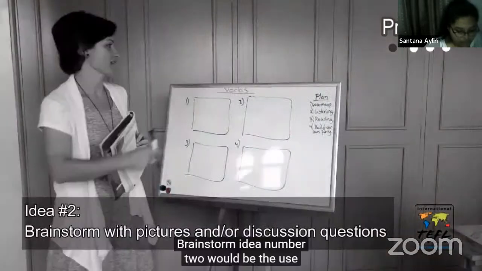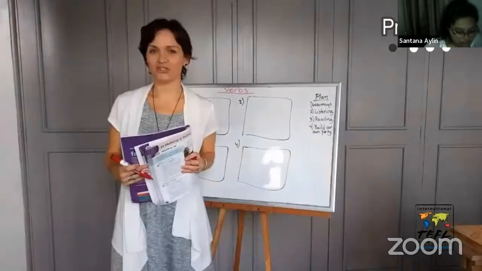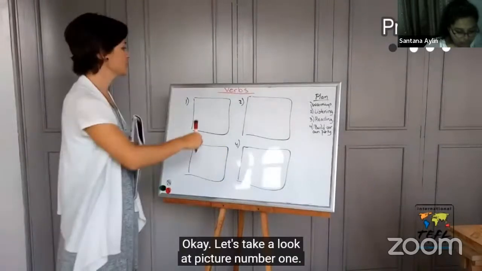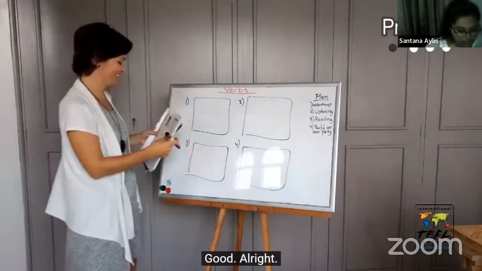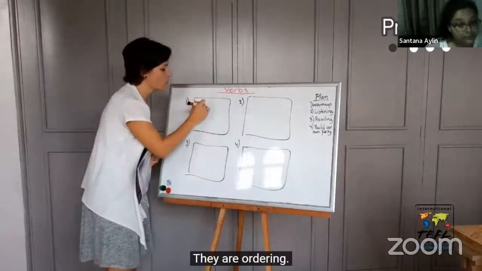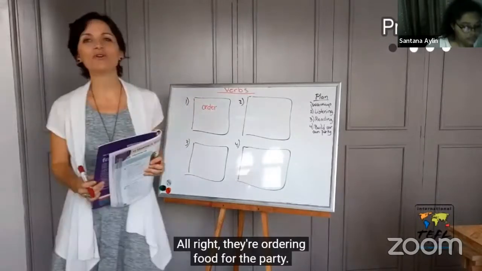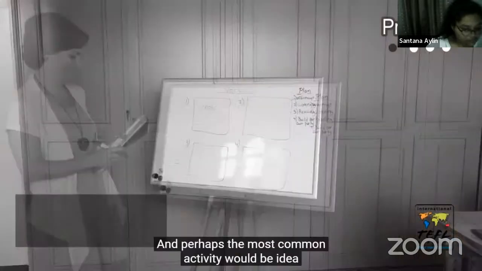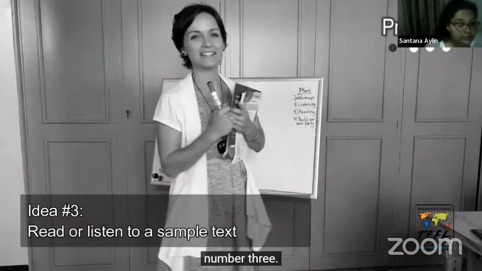Brainstorm. Idea number 2 would be the use of pictures and/or discussion questions. Okay, let's take a look at picture number 1. What are they doing? Good, all right? They are ordering, all right? They're ordering food for the party. Good. Another one.